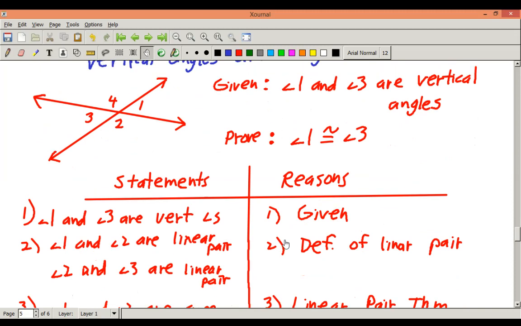Statement number 1, remember, is always going to be what's given to us. We're given that angles 1 and 3 are vertical angles. So that's the statement. The reason is given. So what do we know from that? Well, look at your diagram. Angles 1 and 2 are a linear pair. Right? They add up to a straight angle. So are angles 2 and 3 a linear pair? They add up to a straight angle. It's the definition of a linear pair. It's 2 angles that add up to a straight angle. So your reason for number 2 is definition of a linear pair.